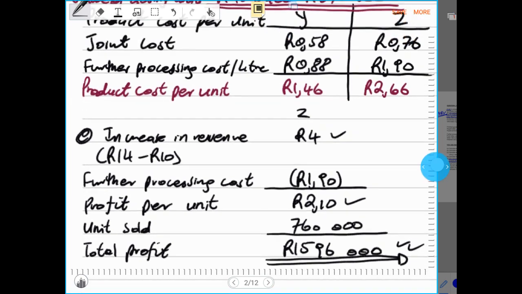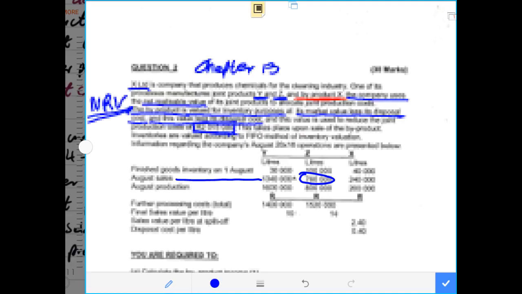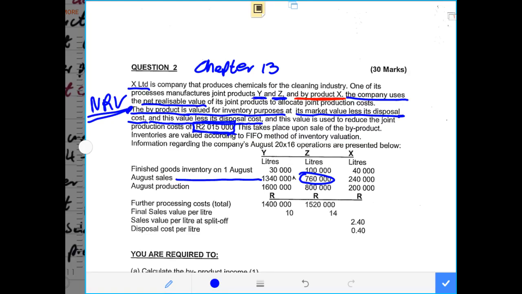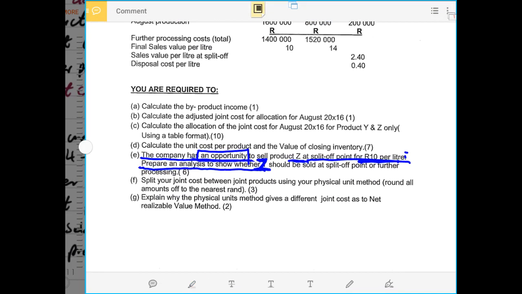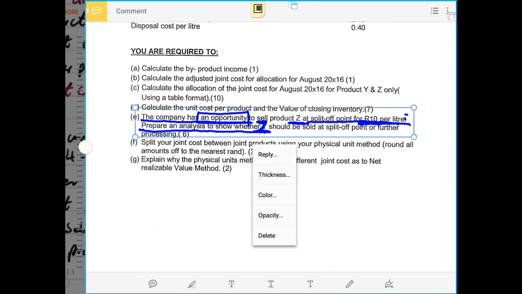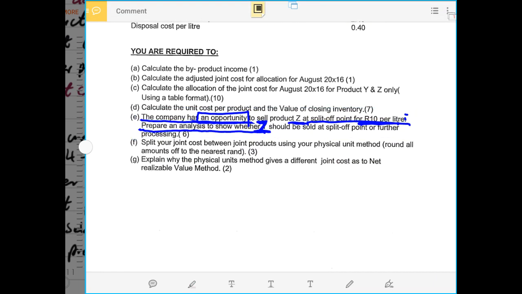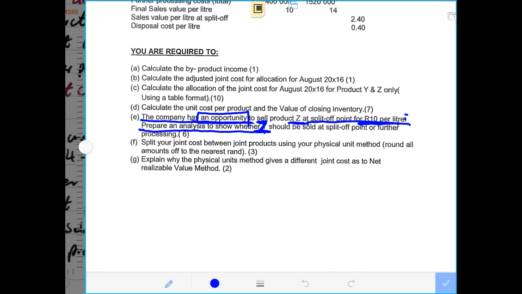Then after number F, let us check number E, the next requirement. What are we required to do again in this question? The next requirement is to split your joint cost between joint products using your physical units method, and they say round off amounts to the nearest tens.